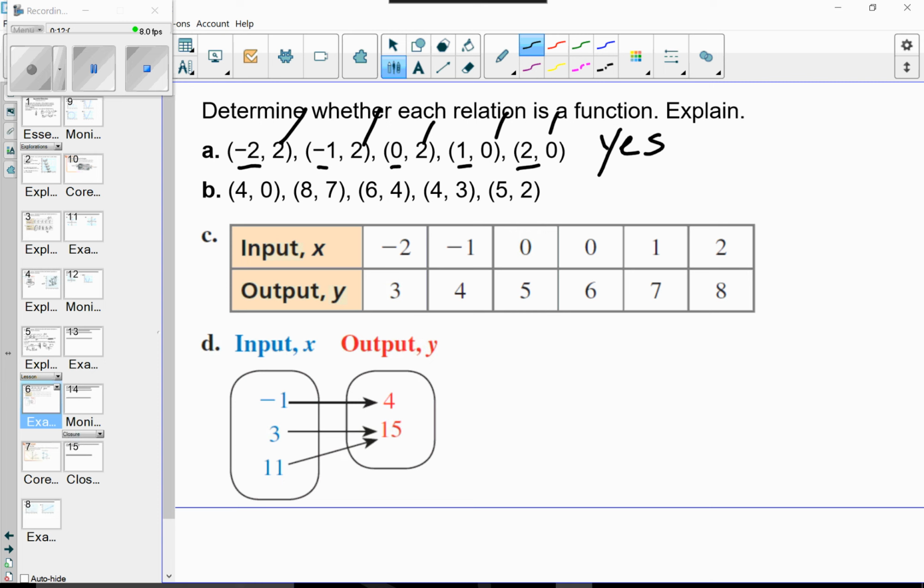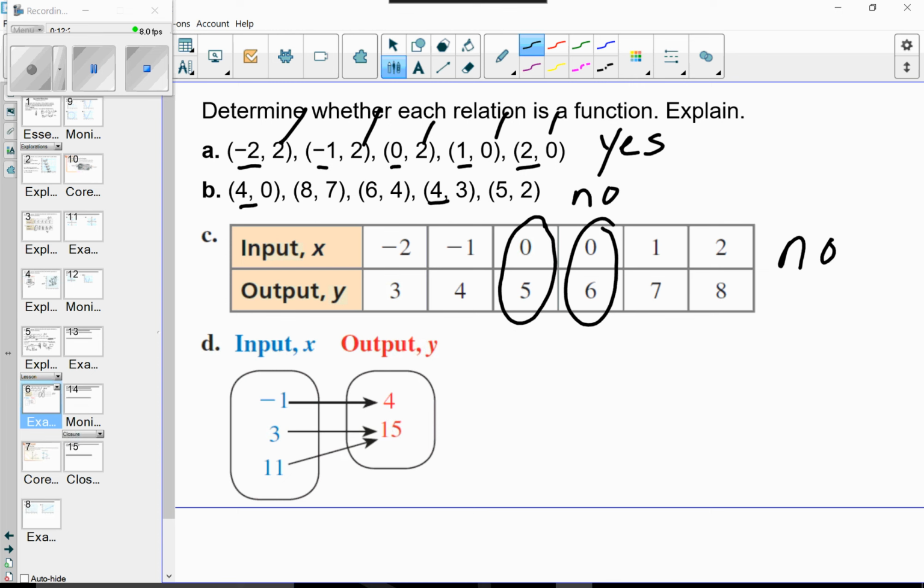For the second one, that's a no. 4 goes to 0, 4 goes to 3. Cannot have that. That is not a function. If we look at C, C is also going to be a no because 0 goes with 5 and 0 goes with 6. So because of that repeat x with a different output, this one is not a function.